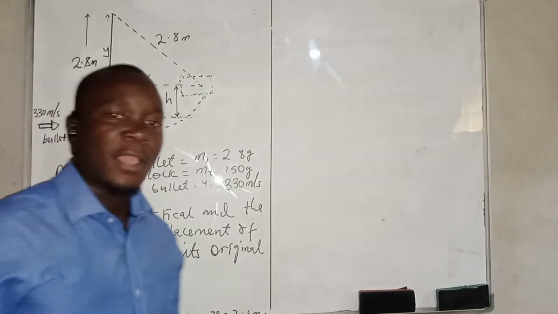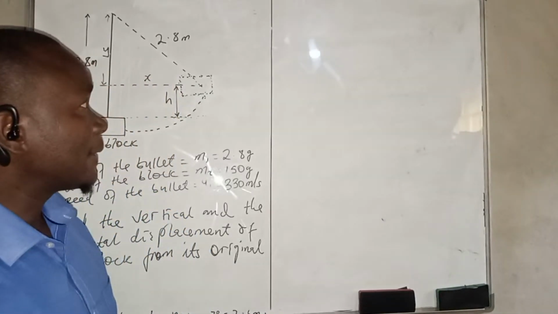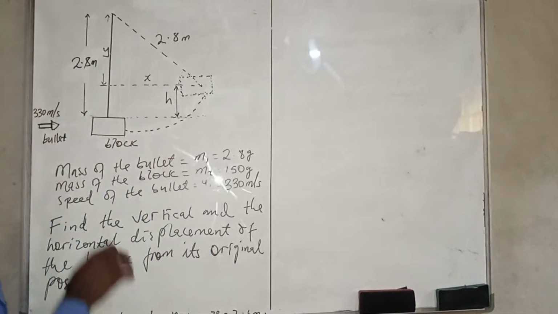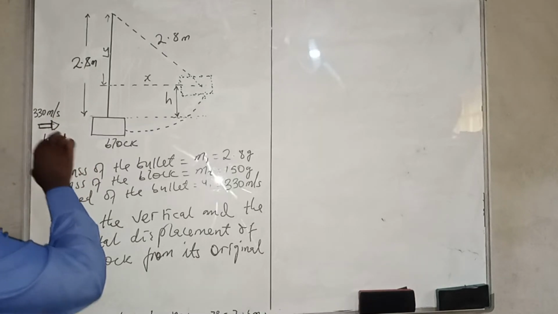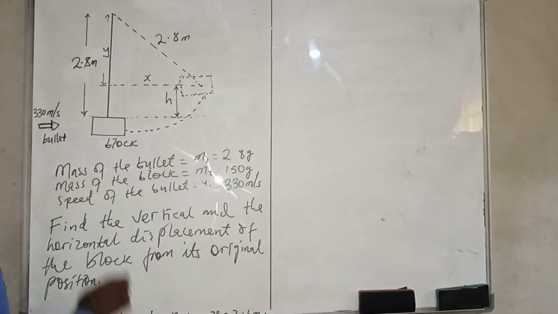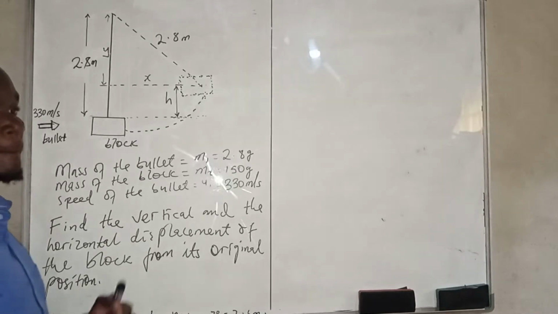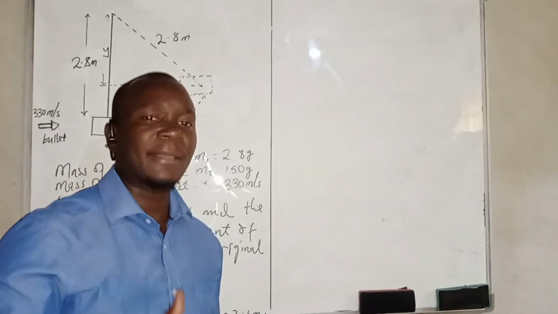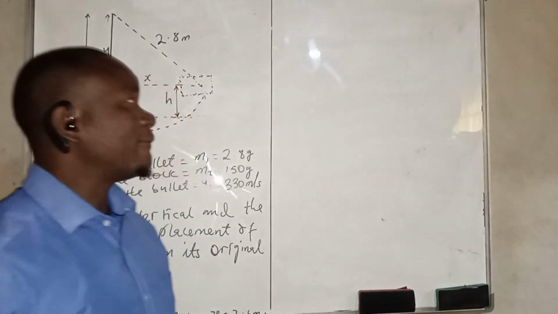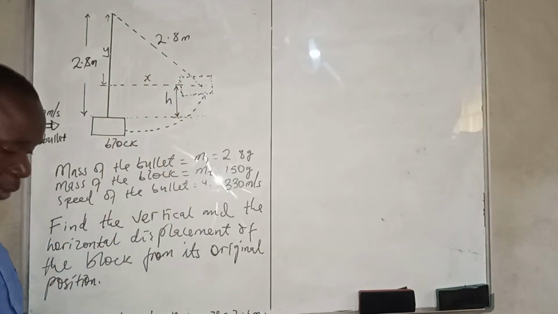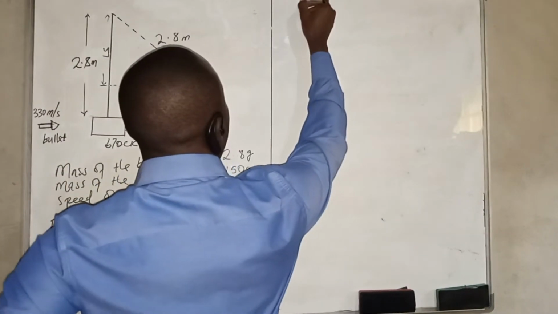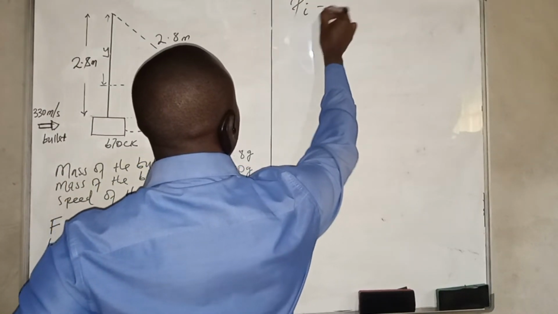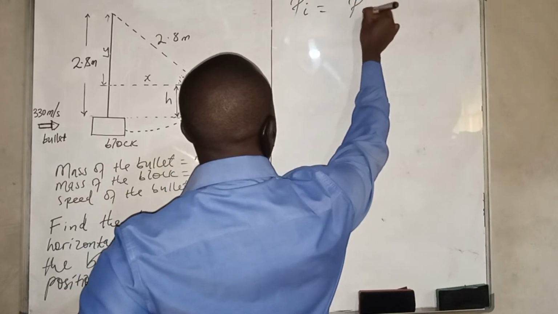Now, from here, since this bullet has a mass of 2.8 grams and it has this speed, there's an aspect of momentum. You know, momentum is a product of mass and velocity. So we're going to talk about the conservation of momentum. We should know that initial momentum is equal to final momentum.